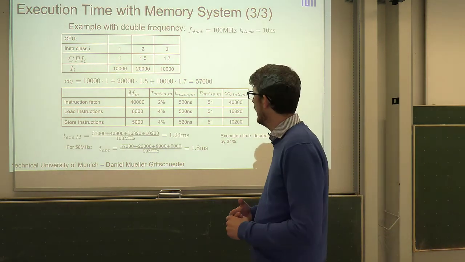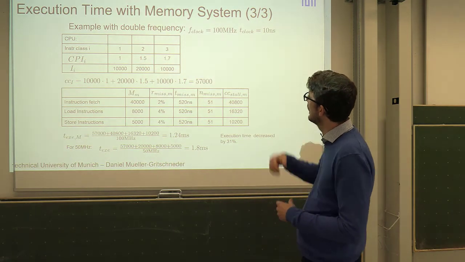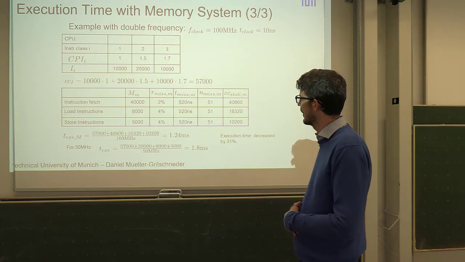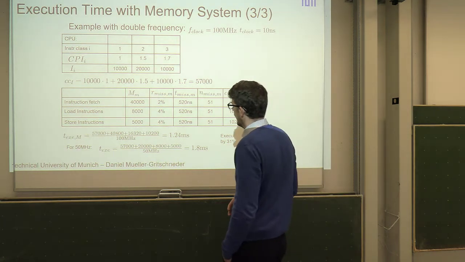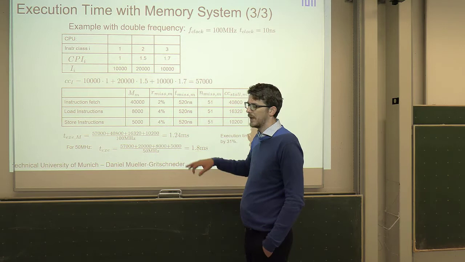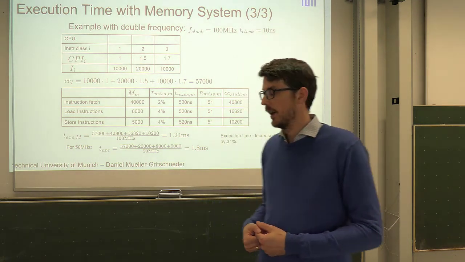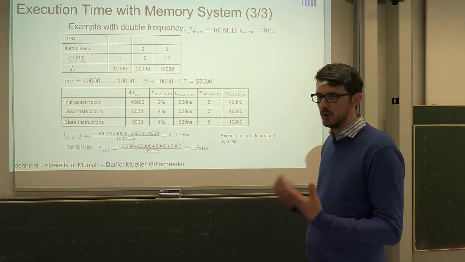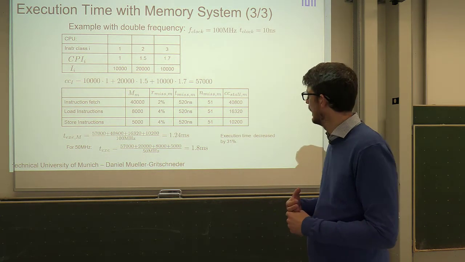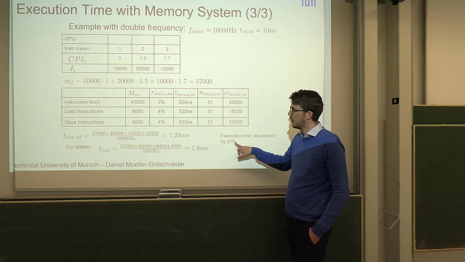Okay, now we do the same thing, but the only difference is that we are now doubling the clock frequency. What we would expect is that we should be a factor of 2 faster, but the decrease in execution time is only 31%. So why is that the case?